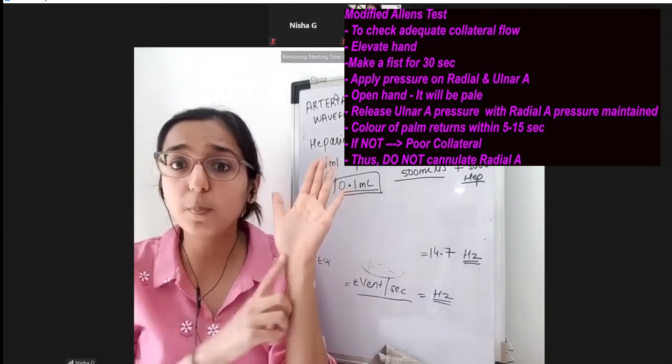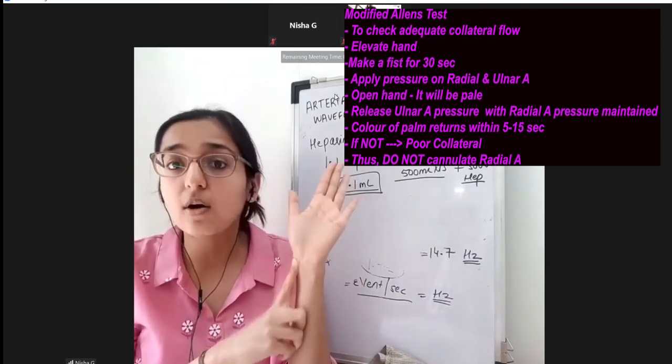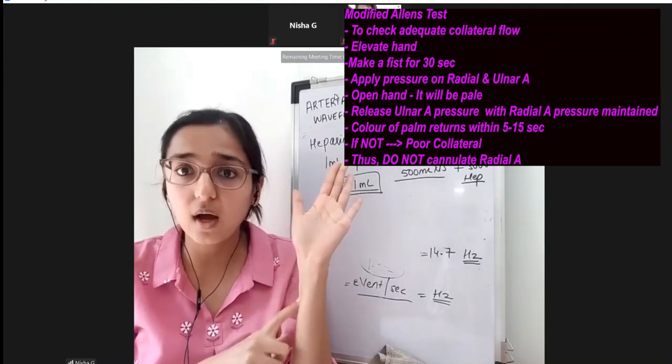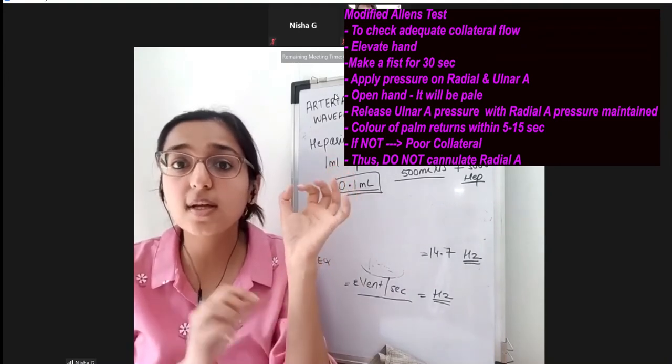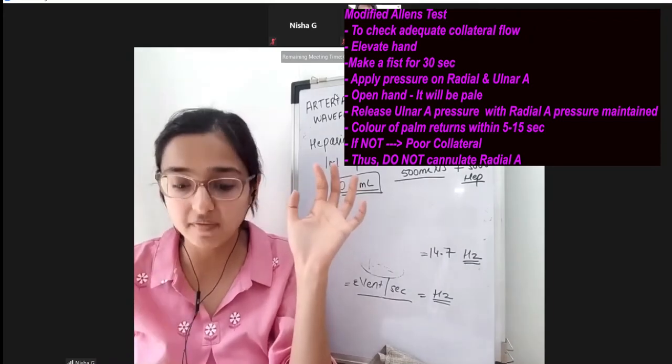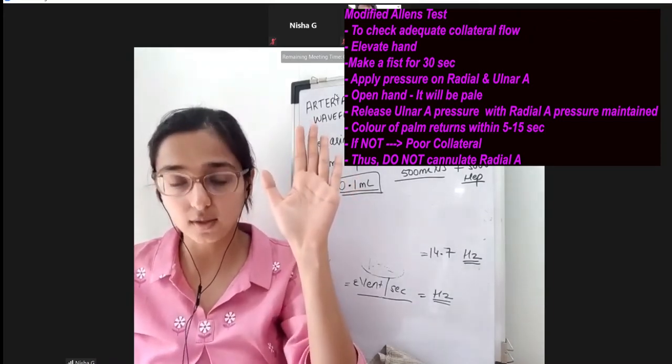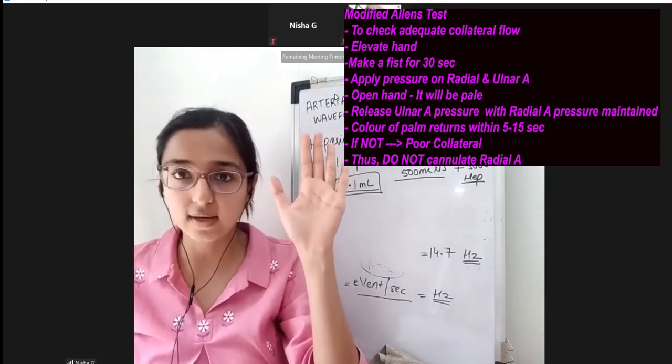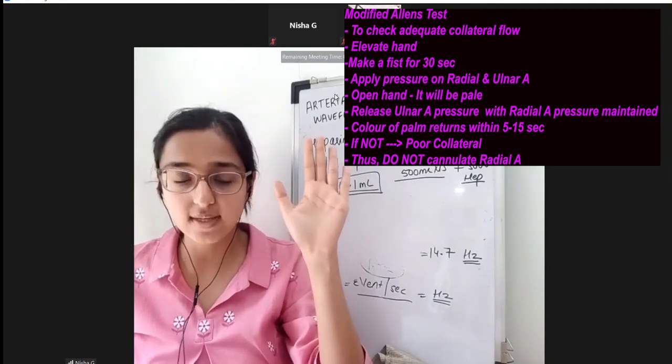So before you puncture the radial artery for taking a radial artery line, arterial cannula, you have to do something known as modified Allen's test. What is modified Allen's test? Lift the hand of the patient like this. It's on the bedside. One hand at a time. So I took this hand of the patient.